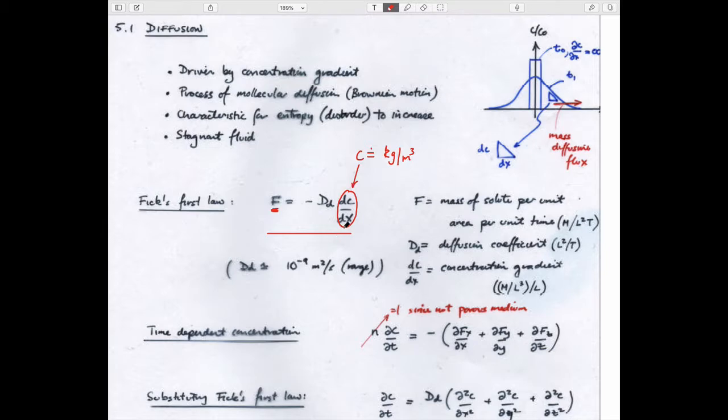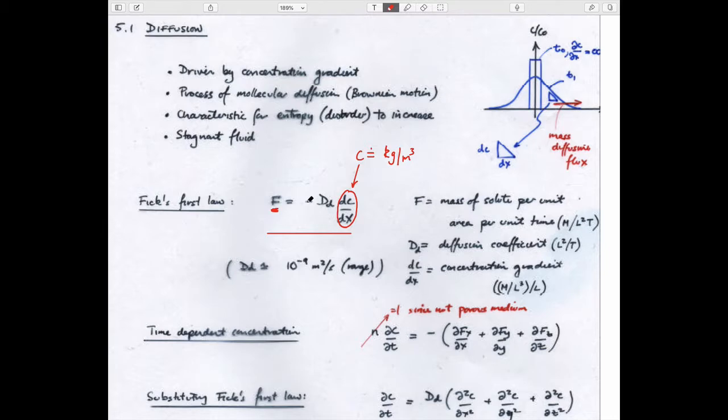And length is units of length. And the diffusion coefficient, typically in units of length squared over time, meters squared per second, is the coefficient that describes that behavior. It describes it in a beaker, where this would be the diffusion coefficient of salt in water, for instance, or a salt solution in water.